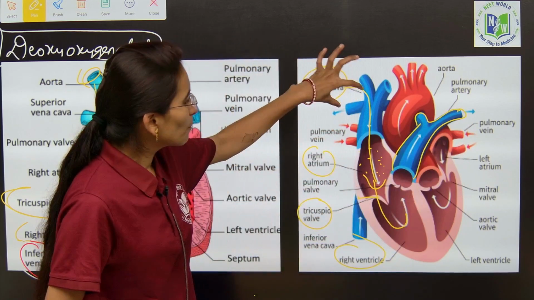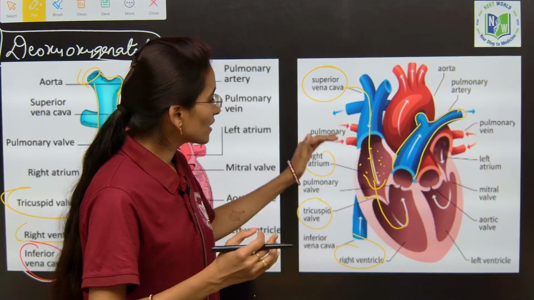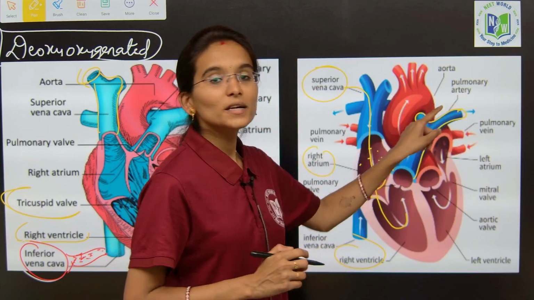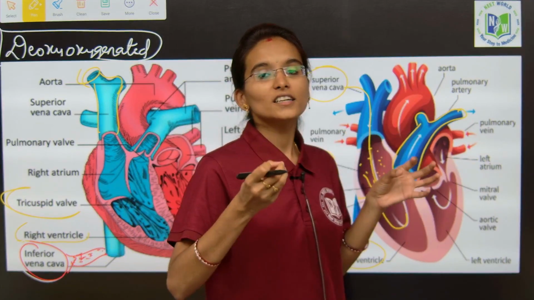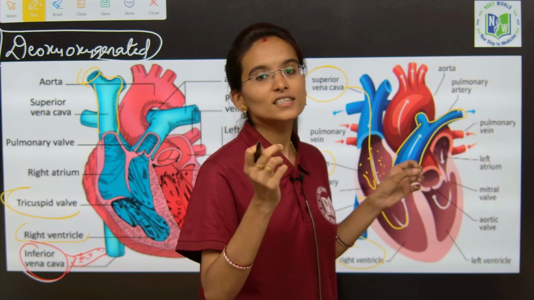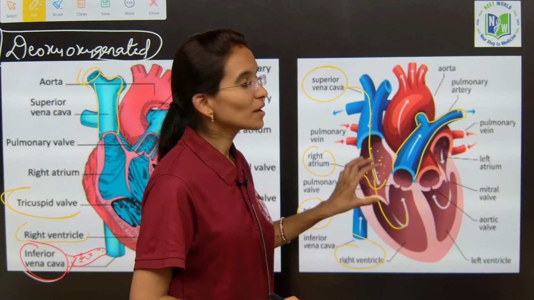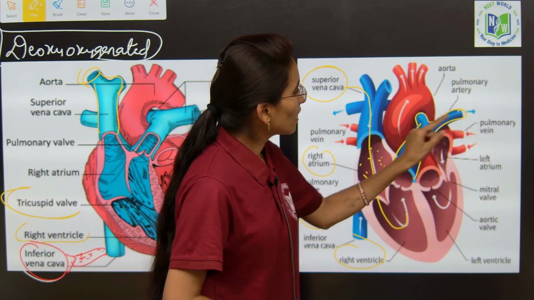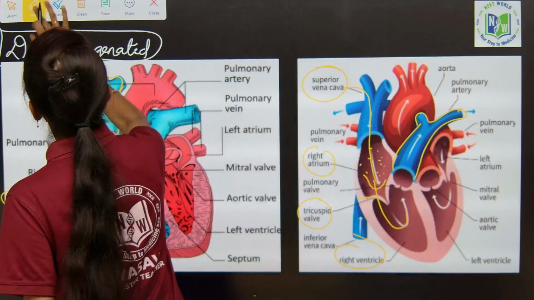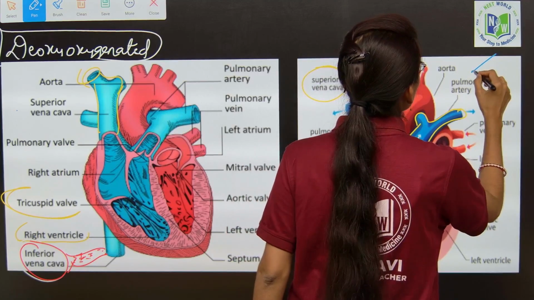Here the blood is completely deoxygenated, my dear students. To make the blood oxygenated, there is one more artery called the pulmonary artery. The pulmonary artery will carry the deoxygenated blood from the right atrium and the right ventricle. Here I am just drawing the lungs, for understanding purposes.